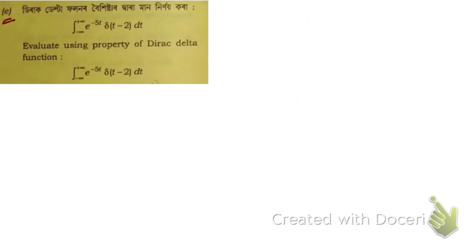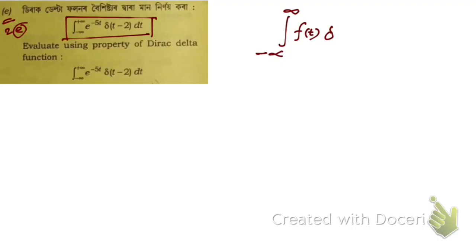So this is question number 2E. Using the properties of the Dirac delta function, let me evaluate this. Which property are we going to use? We're going to use this property: the integration from minus infinity to plus infinity of f of t, with the Dirac delta function t minus a, dt, is always going to be equal to f of a, right? So we're going to use that property here.